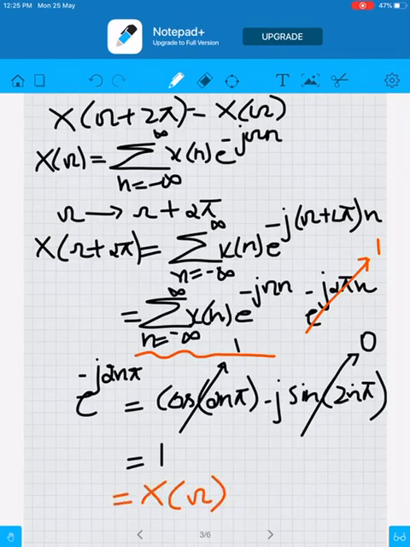On the LHS we have x of omega plus 2 pi. On the right hand side we have x of omega. So we have proved that x of omega plus 2 pi is equal to x of omega. In other words, the discrete time Fourier transform representation is continuous and periodic with 2 pi.